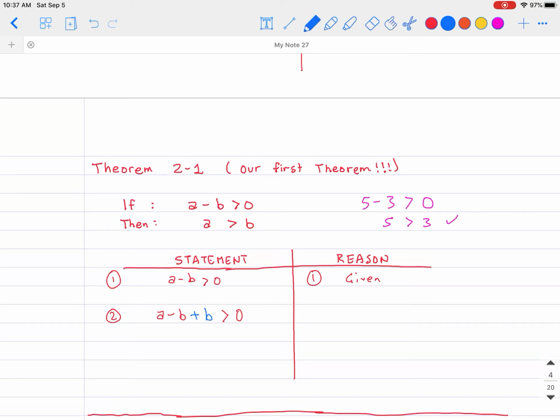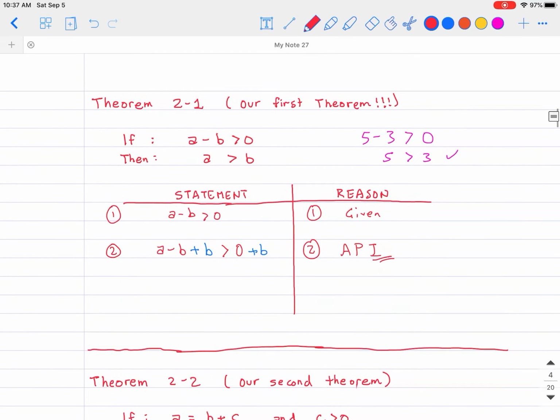And then for the other side, it's going to be greater than 0, and you're also going to say plus b over here. And for this one, we're going to say that it's the addition property of inequality because we have an inequality sign, not an equality sign. So be careful about that. Addition property of inequality.